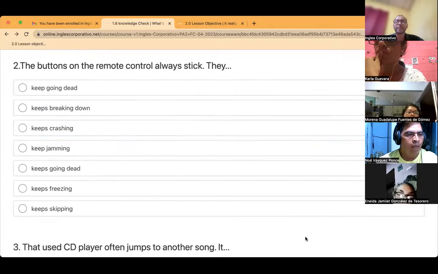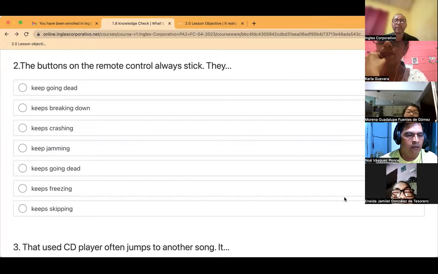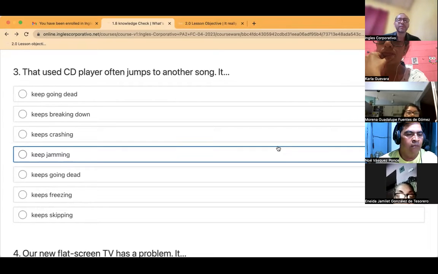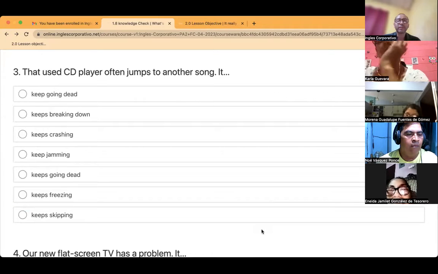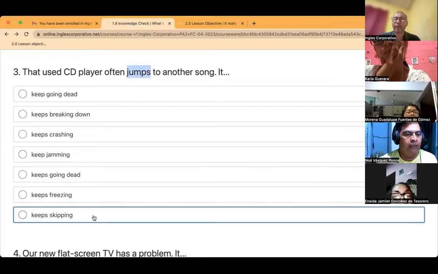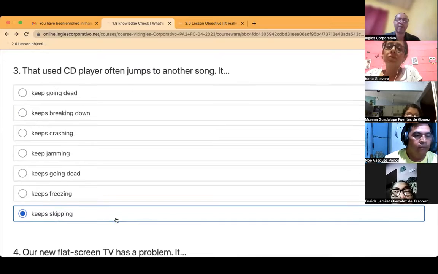Number 2, who is number 2? Morena, you were number 2. Okay. The buttons on the remote control always stick. They keep jamming. Good, very nice. Number 3. The CD player often jumps to another song. It keeps crashing. Not crashing. No. Jumps. Keep skipping. Correct. Skipping. Because jump is saltándose. Skipping is saltándose. There you go. Very good. Good. Number 4.